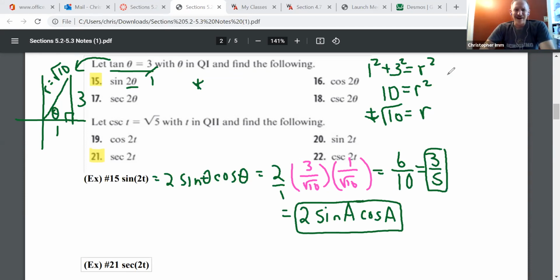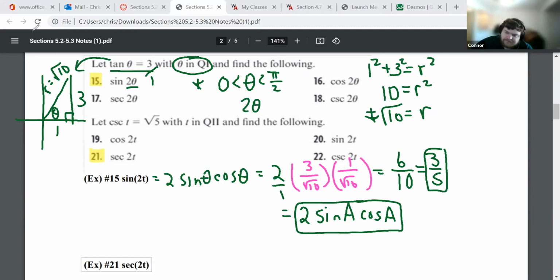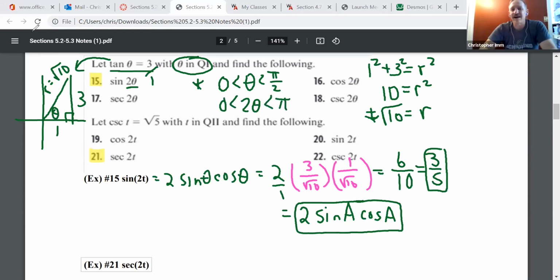The way to think about that is, I know that theta is in quadrant 1, so that means theta is between 0 and pi over 2 radians, right? 0 and 90 degrees. So where is 2 theta? Between 0 and what? Pi. Yeah, 0 and pi. So we just multiply everything by 2, and that's between 0 and pi. So what quadrants could we be in for 2 theta? What two quadrants could we be in?